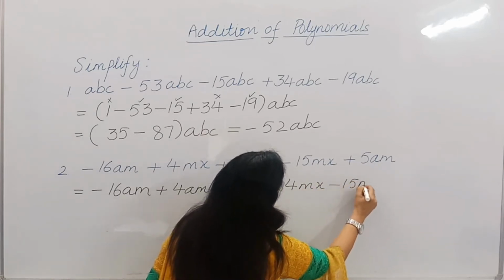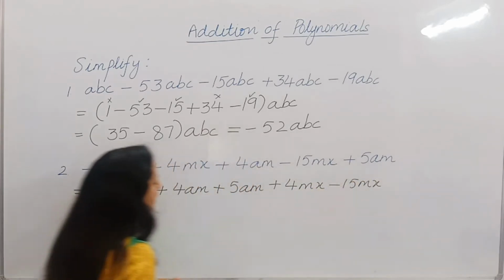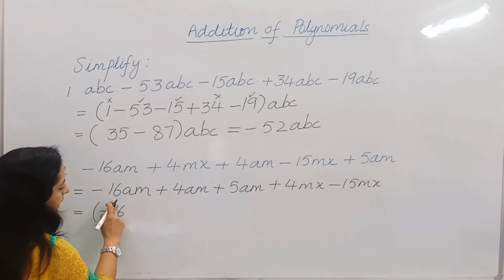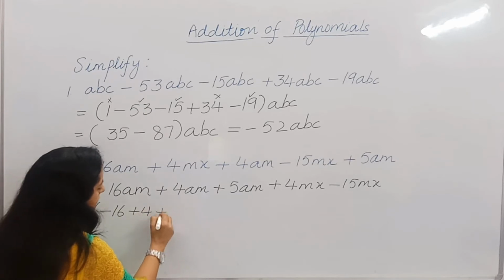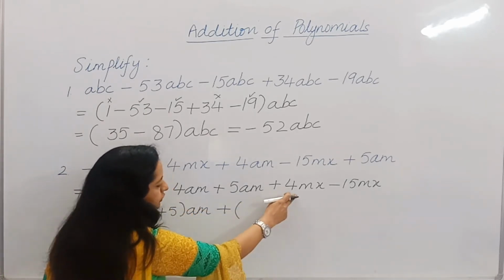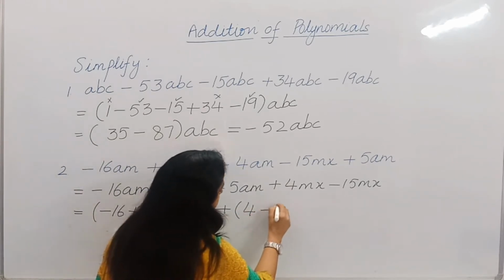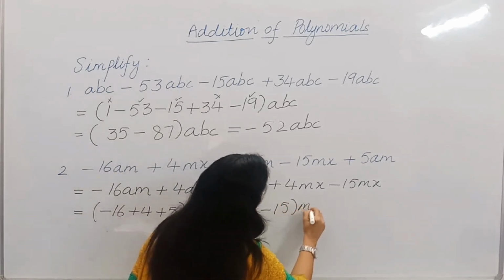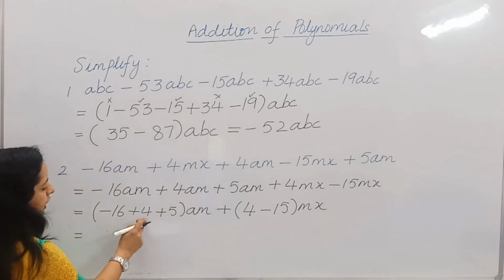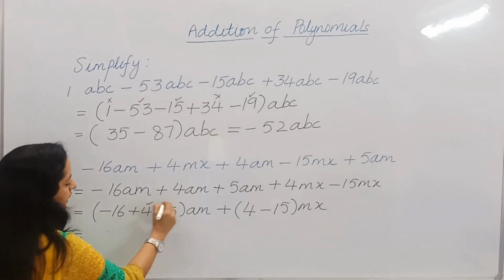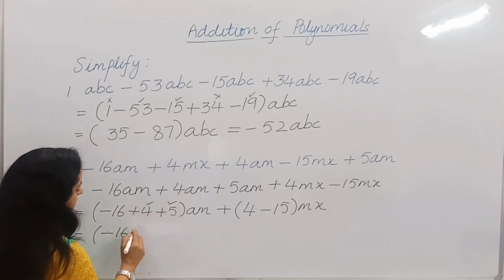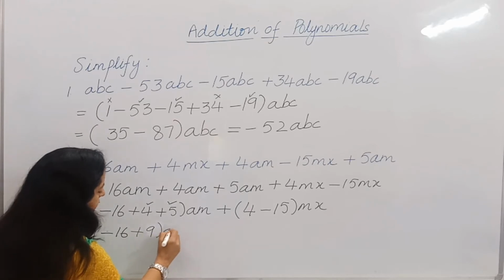minus 15 MX. Now again taking the numerical coefficients within brackets, minus 16 plus 4 plus 5, and for the terms 4 and minus 15, MX will be outside brackets. Now adding the terms with the same sign, so we have got 4 and 5. So I am writing minus 16, adding these together, plus 9.